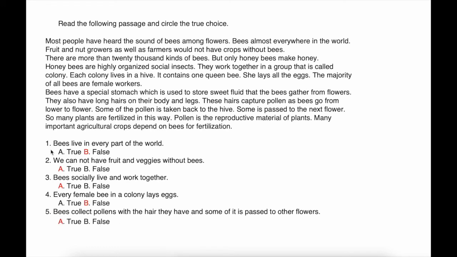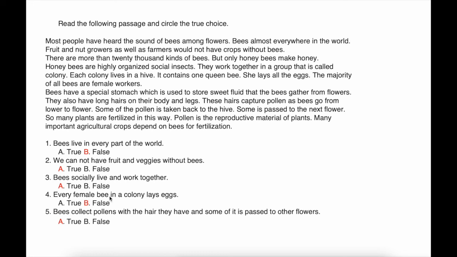Number 1. Bees live in every part of the world. This is false. This is not true because almost everywhere, not everywhere. We cannot have fruit and veggies without bees. This is true because here you see they wouldn't have crops without bees. Bees socially live and work together. That's true because they work together in a colony and live together.